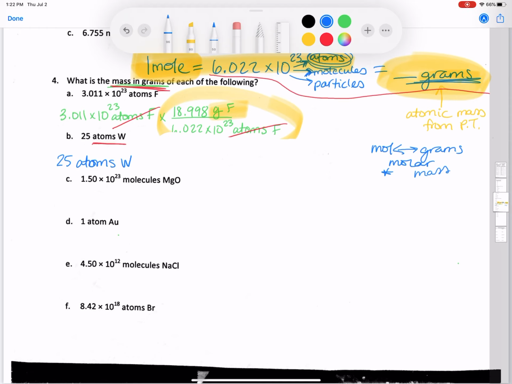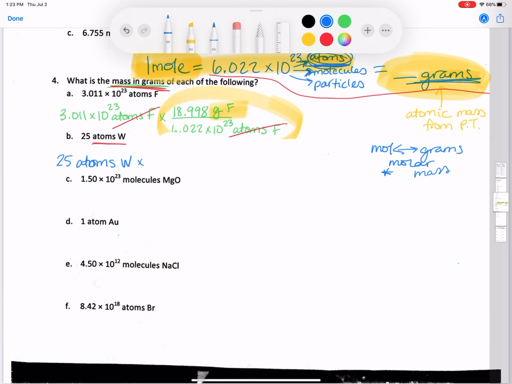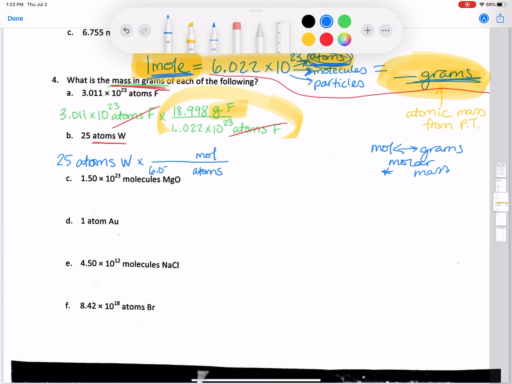So I'm going to use two conversion factors to solve this problem. A and B are exactly the same question. I'm going through a longer route to solve B to show you how all these conversion factors relate to each other. So back to my data, 25 atoms of tungsten. I want to first go from atoms to moles. So I'm going to set this up so that I have atoms in my denominator, moles in my numerator. Next to atoms, I only have one option, 6.022 times 10 to the 23rd. Next to moles, I only have one option, 1. Never put down another number for moles for a conversion factor.